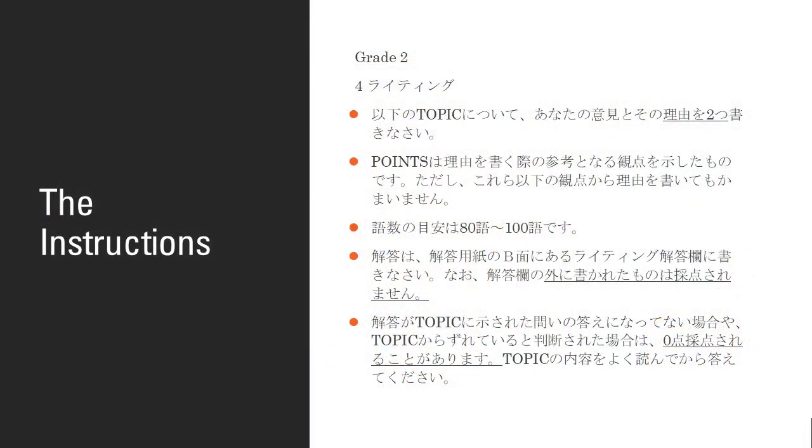Now, first you'll notice this page has the instructions. If you're from Japan, you'll be able to read them just fine, I'm sure. If you're not, don't worry. I'll give them a quick explanation. So you'll see there are 5 points. The first one says you'll need to look at the topic in the question, and then you will write a paragraph using 2 supporting reasons to support your opinion.